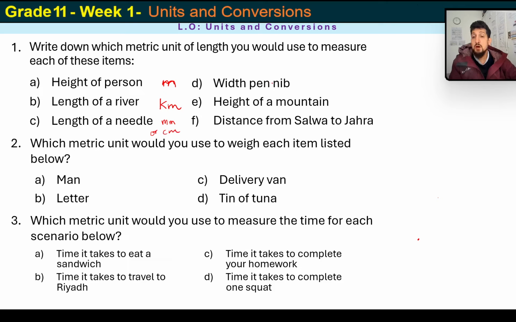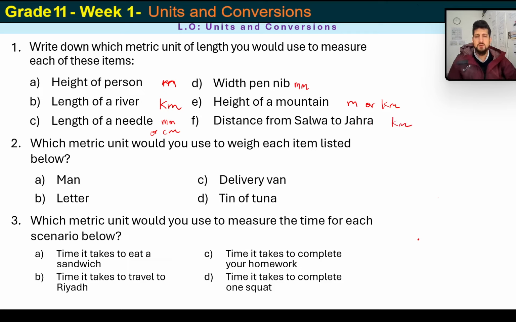Width of a pin nib, so that's just the top part of the pen, we're talking about millimeters or even micrometers in this case. Height of a mountain, once again, we measure the height of a mountain in meters or kilometers. And distance from Salwa to Jahra. So this is a city in Kuwait, and that's another city. We're talking about kilometers, aren't we?